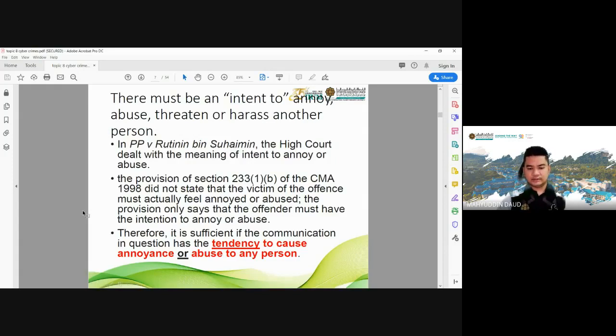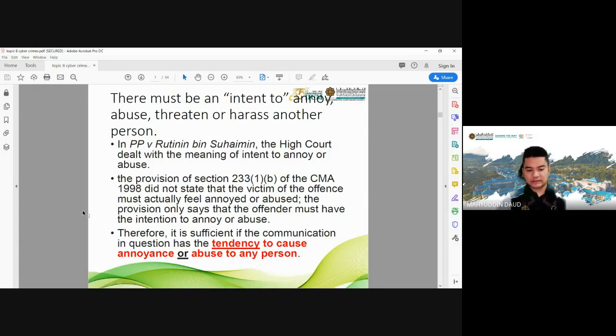The provision only says that the offender must have the intention to annoy or abuse. So here, the prosecutor does not really have to prove that the victim has really been annoyed or felt abused or threatened or harassed by the act of publication of the illegal content just now. According to PP against Rutinin, it is sufficient that the communication in question has the tendency to cause annoyance or abuse to any person.